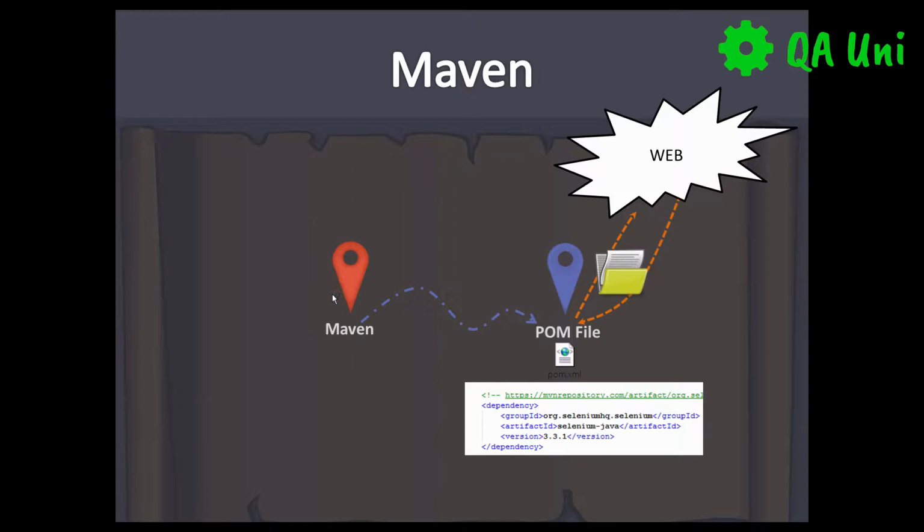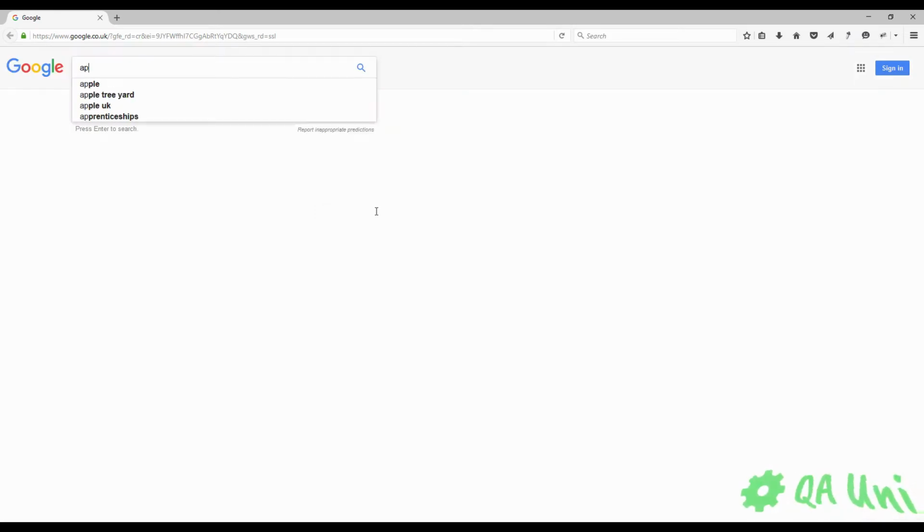Just to give you another explanation, we have Maven. Maven contains a POM file with dependencies, and these dependencies create one central point for us to download all the relevant jar files. Type in Apache Maven.